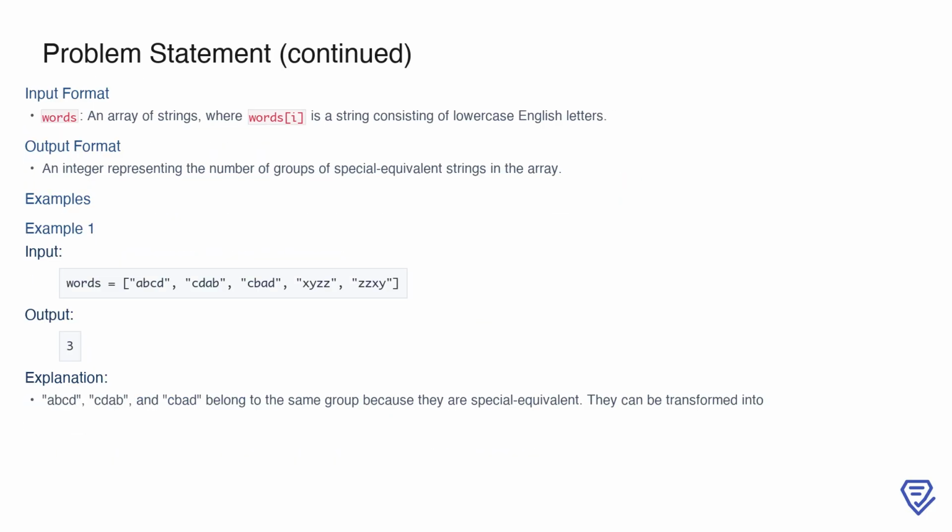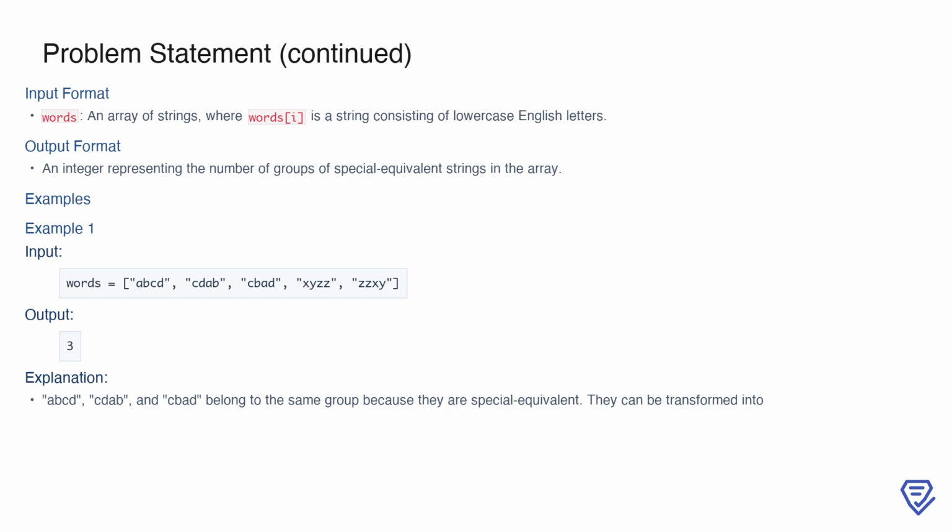Now let's discuss the input and output formats. The input is an array of strings called words, where each string is made up of lowercase English letters. The output is a single integer that represents the number of distinct groups of special equivalent strings in the array. To understand this better, let's look at an example. Suppose words equals ABCD, DAB, BAD, XYZZ, ZZXY. The output for this input is 3.